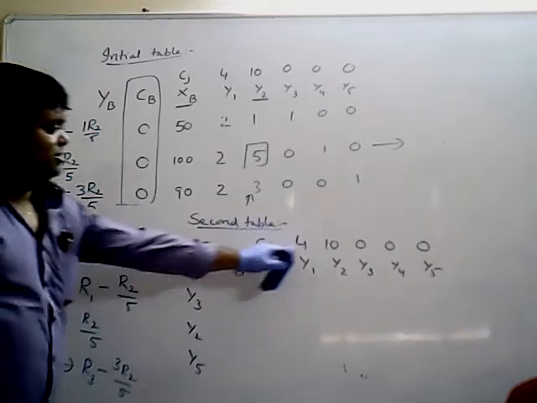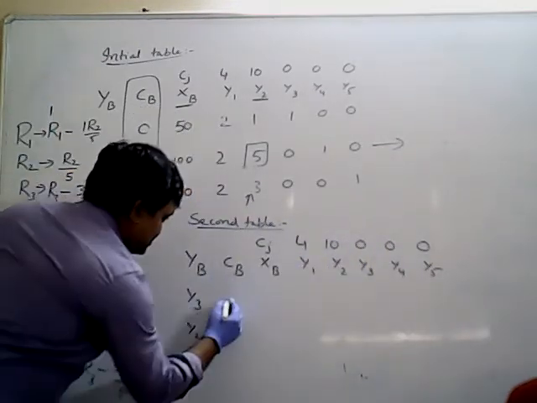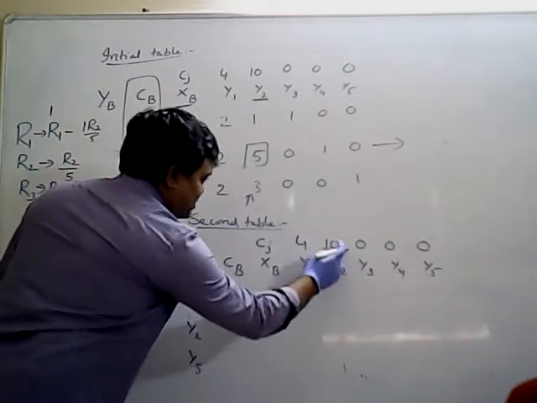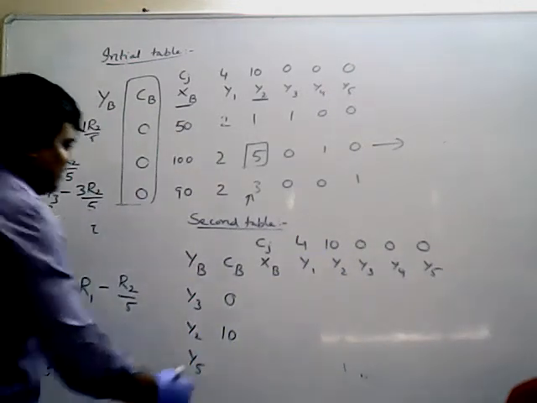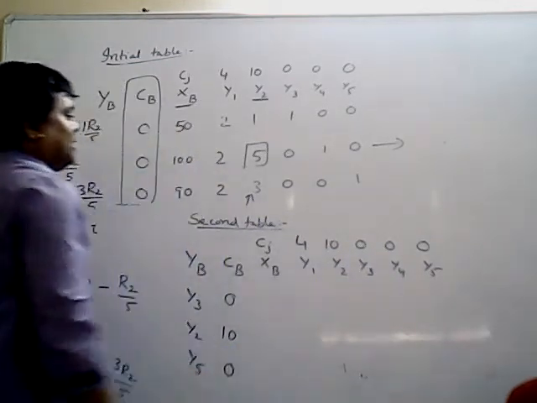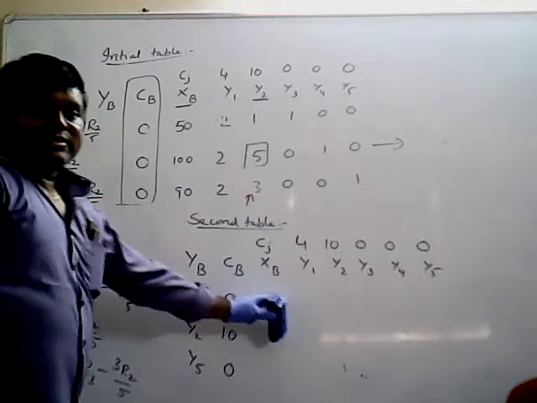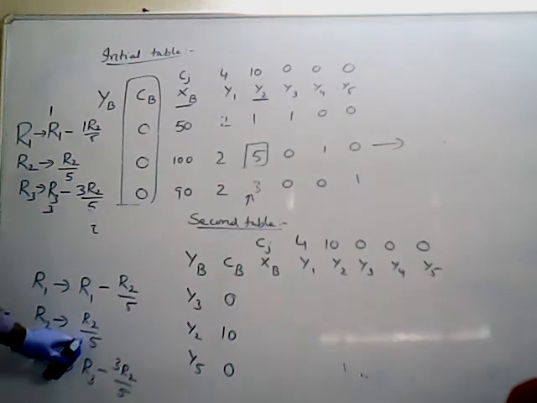Now cost means these are the cost values. So see the cost. Y3 variable cost is 0. Y2 variable cost, now the cost is changed, 10. And Y5 variable cost is 0. The remaining calculation you have to do using these operations. First I will write the second row, because the key element is there in the second row.